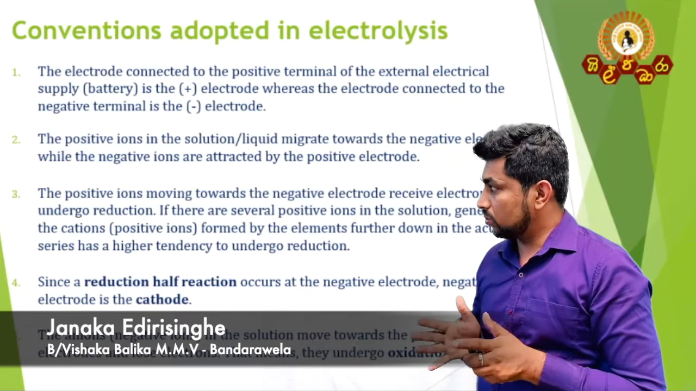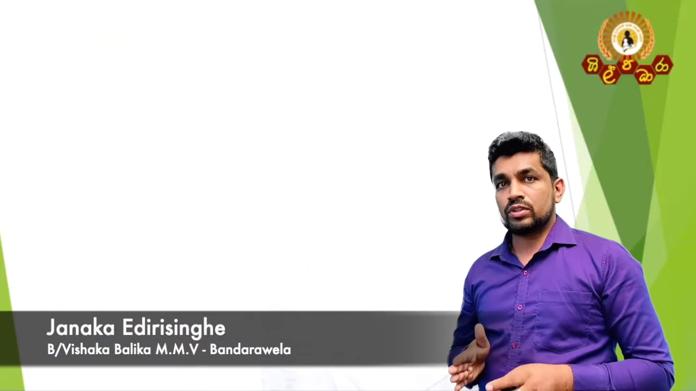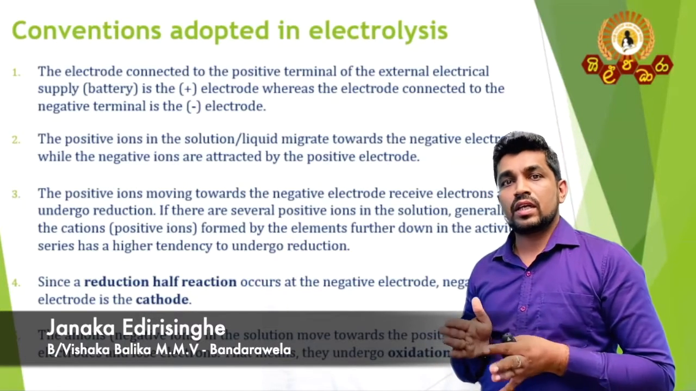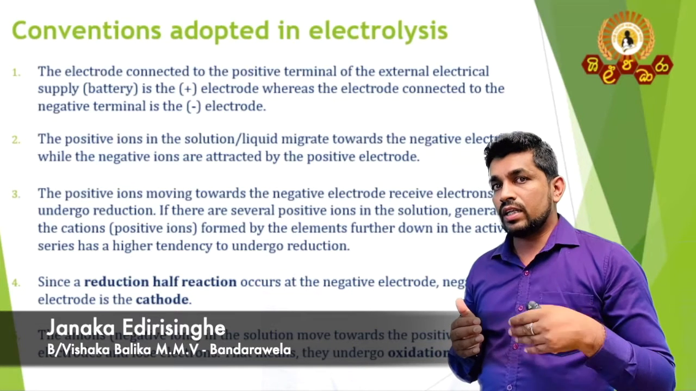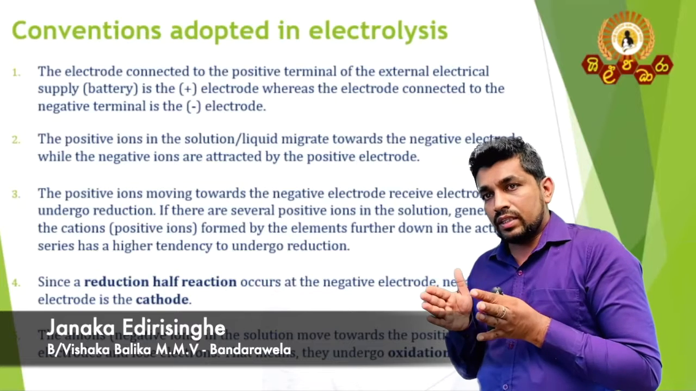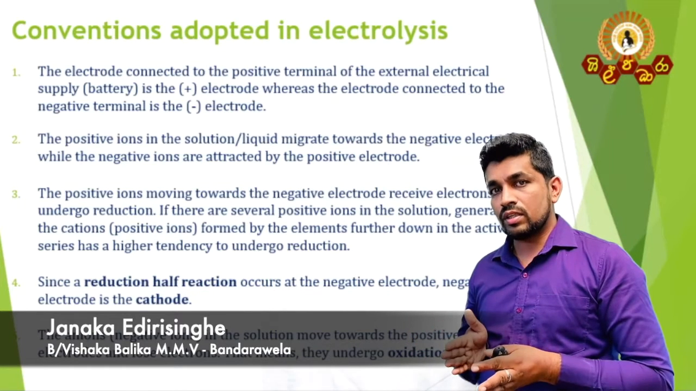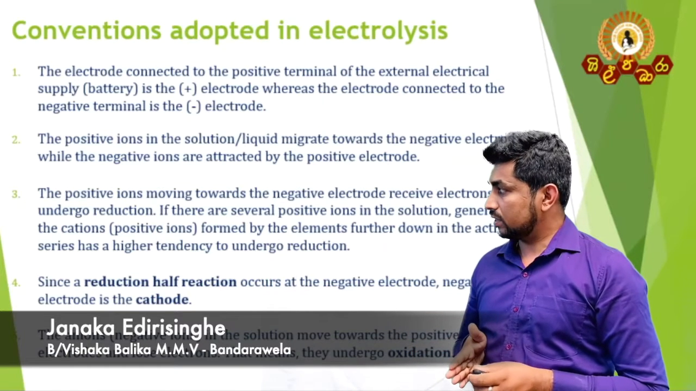Due to the oxidation, that terminal is called the anode. Normally, we already know that if oxidation takes place at an electrode, it is known as the anode, and if reduction takes place, it is called the cathode.